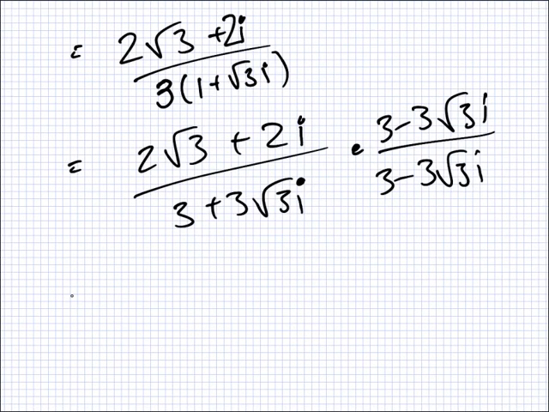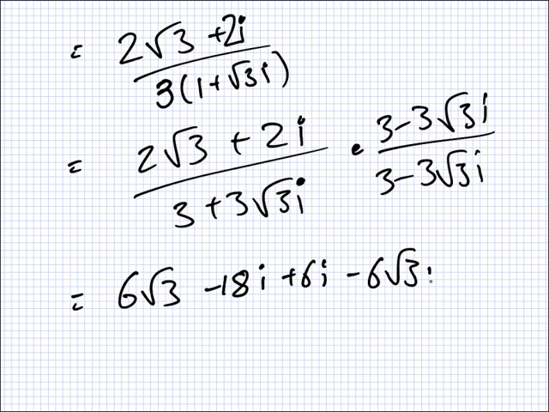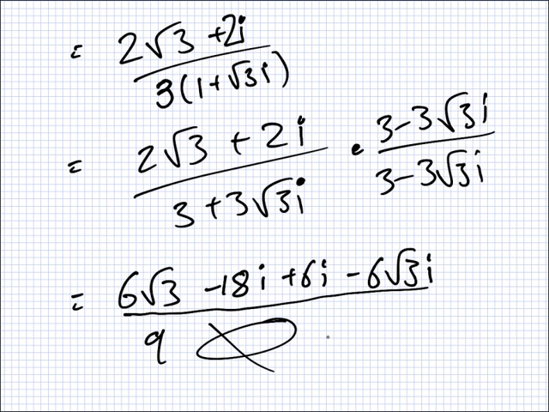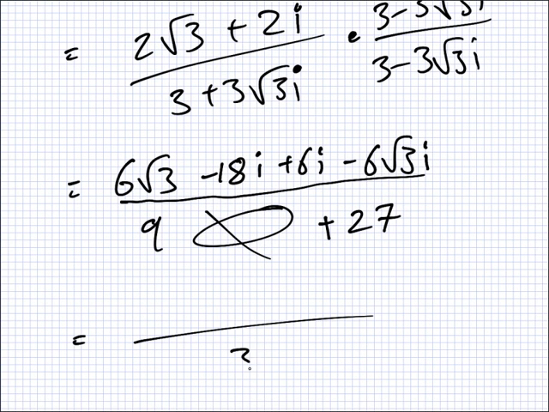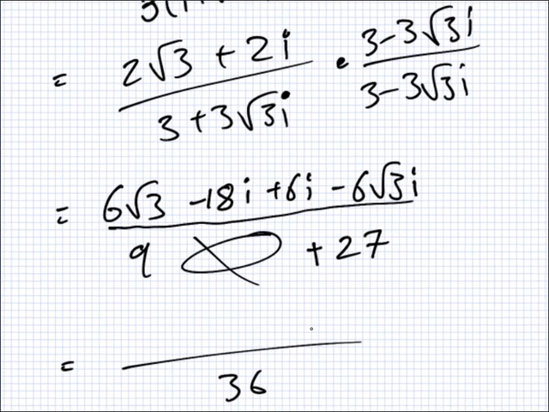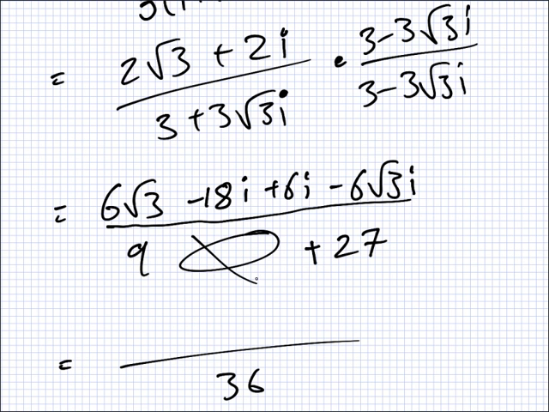So 2 root 3 times 3 is 6 root 3. 2 root 3 times minus 3 root 3 i is minus 18i, plus 6i minus 6 root 3 i squared, all over 9. The middle pieces will cancel, I know that, plus 27. 3 root 3 by 3 root 3 i squared. 9 plus 27 is 36. Where is the i squared from? I changed it to minus 1. Wait. Yeah, sorry, my bad.